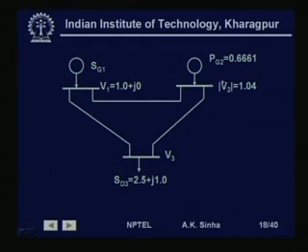Now, this is a slack bus. This bus we have the real power specified and the voltage magnitude specified. So, this is a PV bus. This bus both the real and reactive power are specified. So, this is a PQ bus.